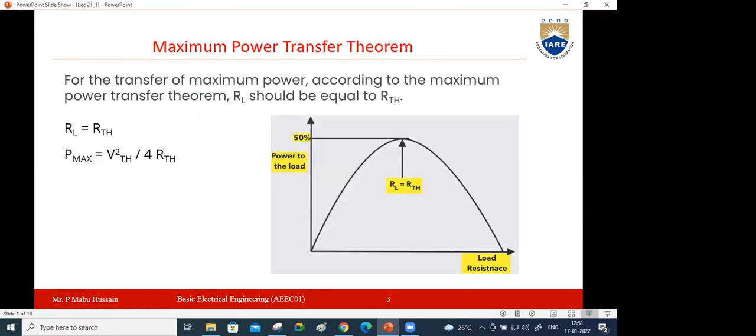So what is the maximum power transfer theorem? According to the maximum power transfer theorem, maximum power will be delivered from source to load whenever load resistance will be equal to source resistance.